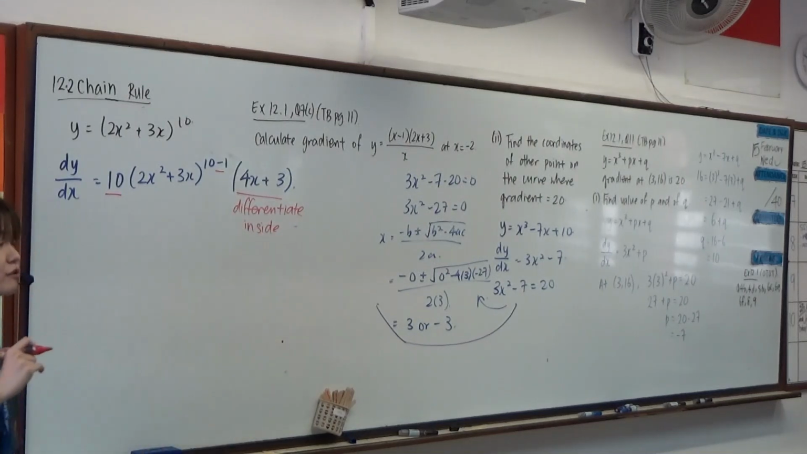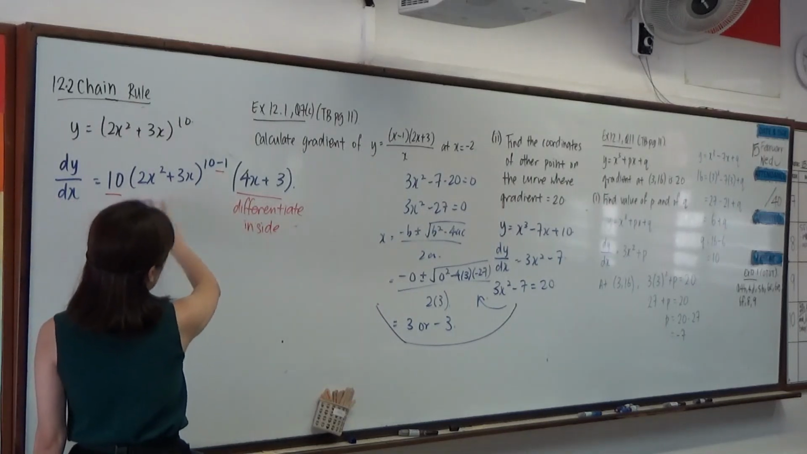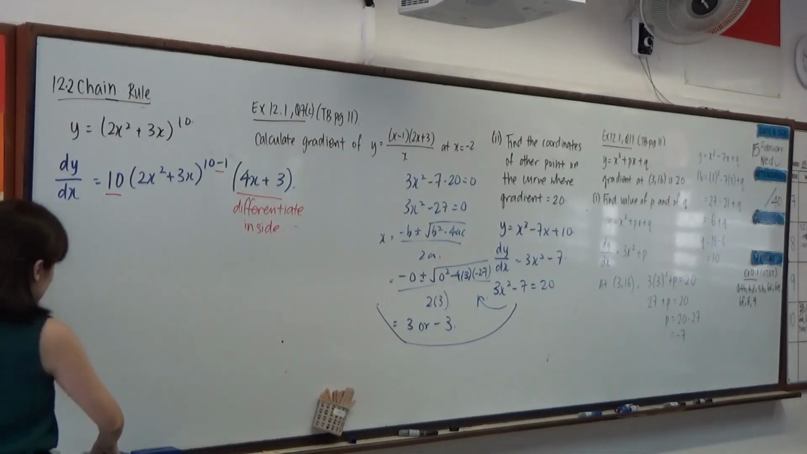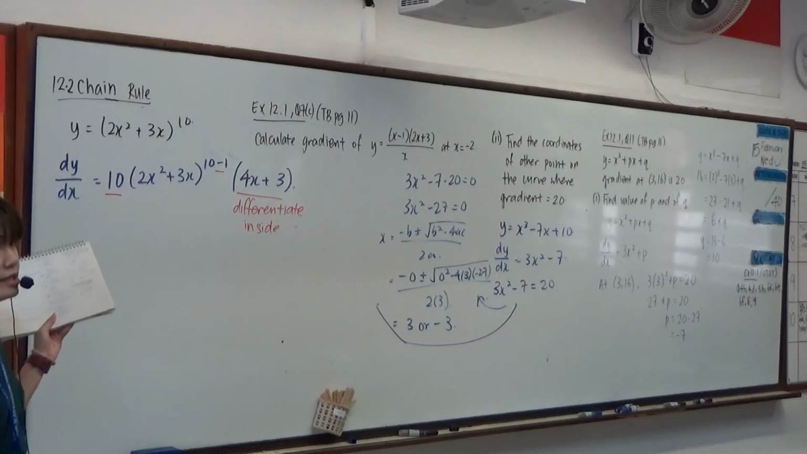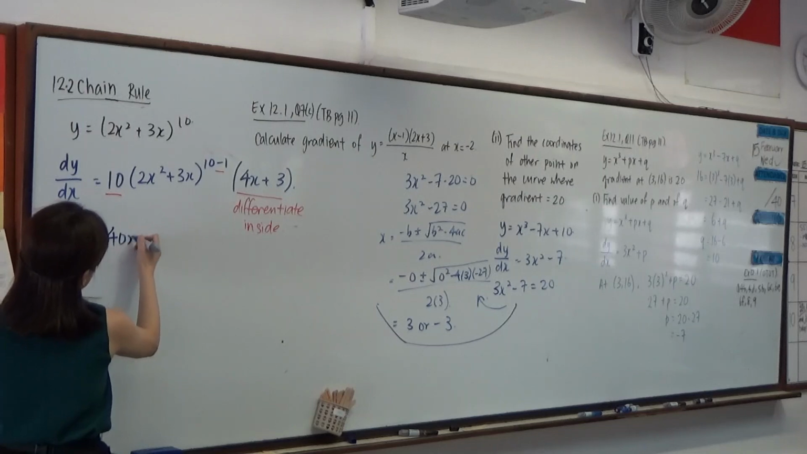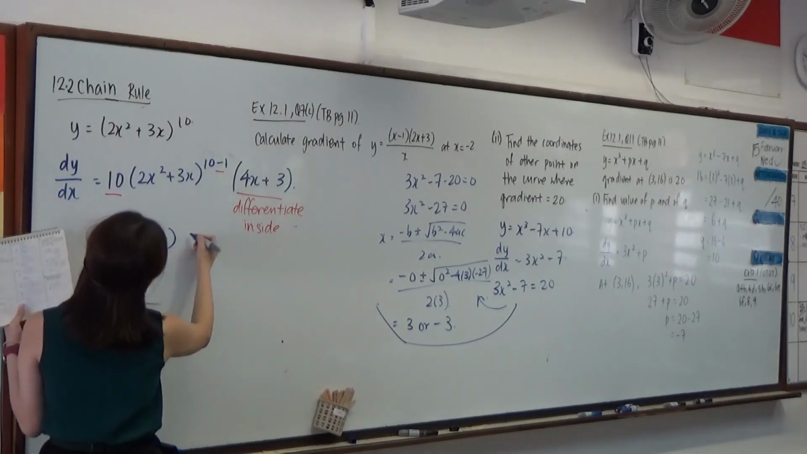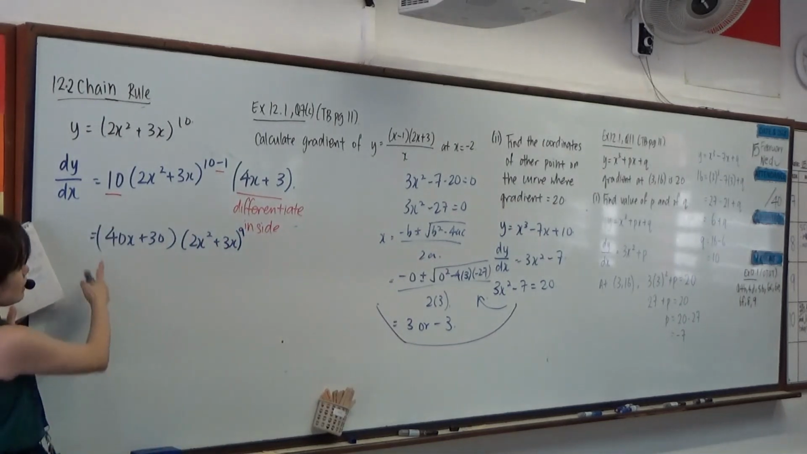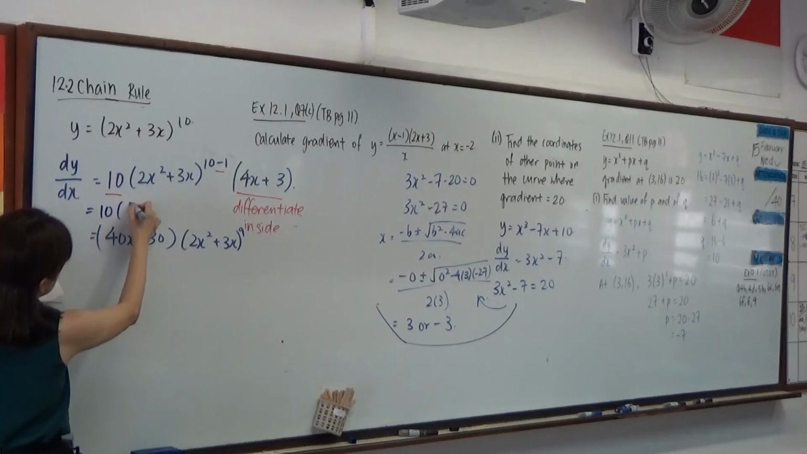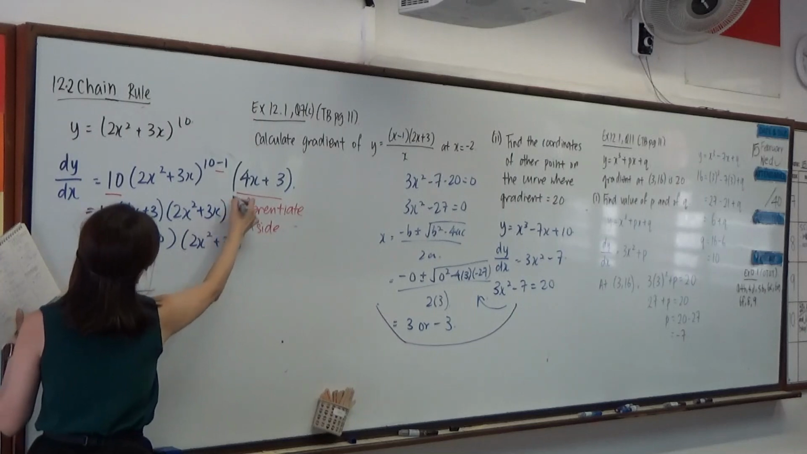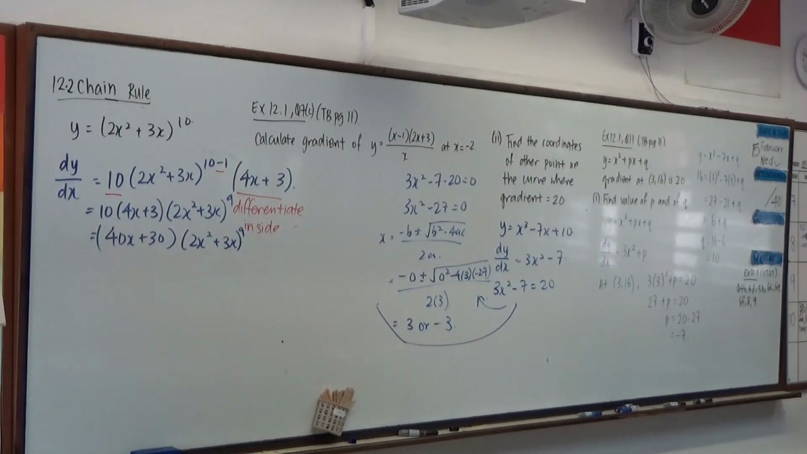Very often people tend to forget the differentiation of the inside. Everything is joined by multiplication, all product. Then you can leave your answer like this in its factorized form. You need not leave your answer as 40x plus 30, and then (2x squared plus 3x) to the power of 9. It's perfectly fine if you just leave it factorized. Just remember to simplify the power to 9.